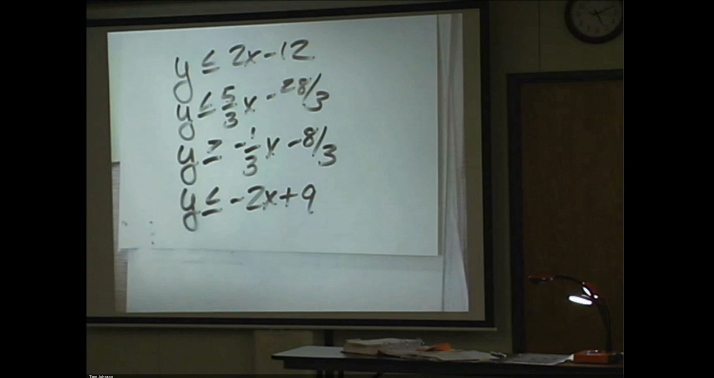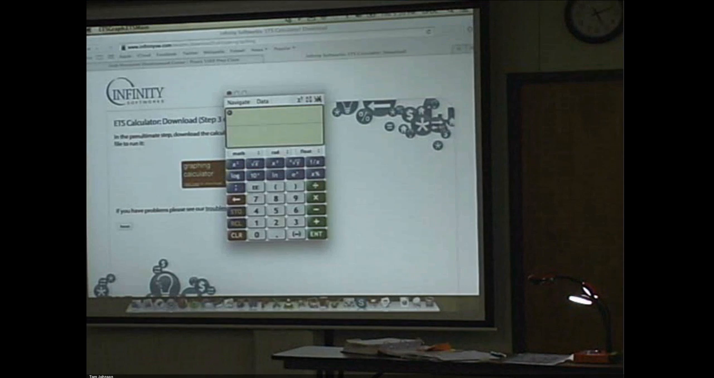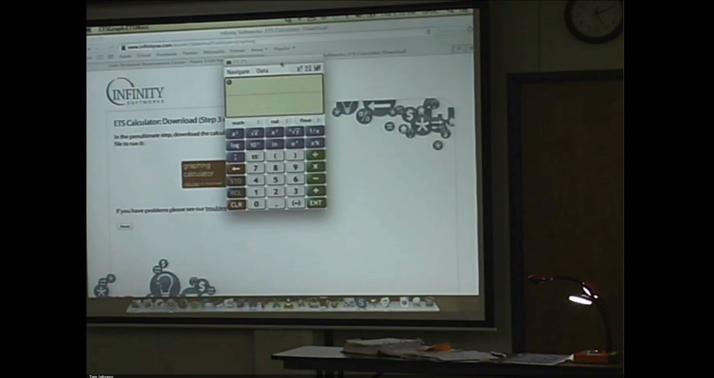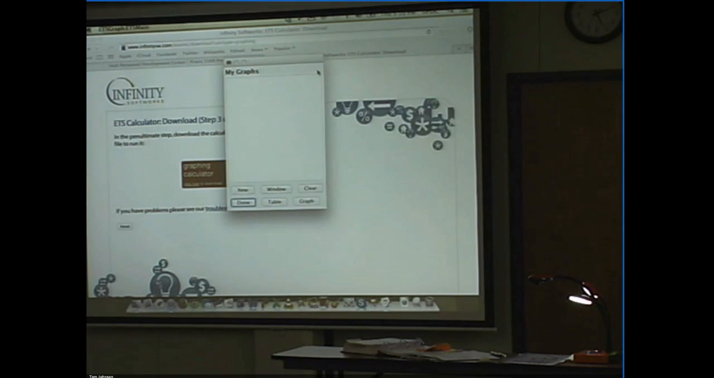Okay, so let's go ahead and go to graphing. Oh, okay, how did it know I was already on the computer? It's just brilliant. Okay, so right here on my calculator, I have a graphing. We're going to go ahead and go into the graphing, and I want to make a new graph.